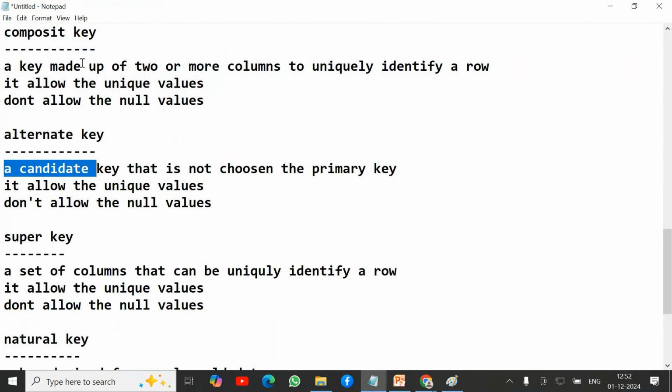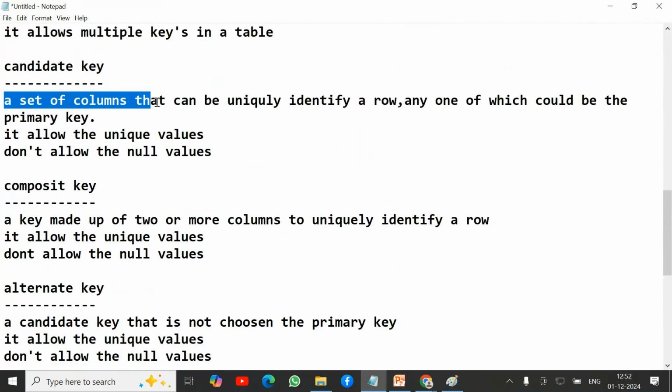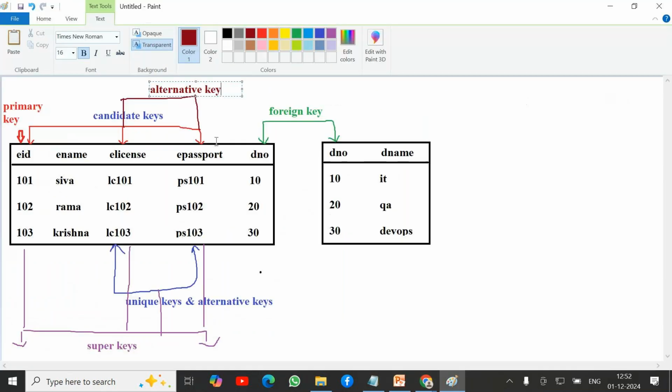Next, what is a candidate key? A set of columns that can uniquely identify a row, any one of which could be the primary key. In the table, the columns that uniquely identify are employee ID, license, and passport. But employee ID is chosen as the primary key. Those keys we call candidate keys. This is about the keys concept.